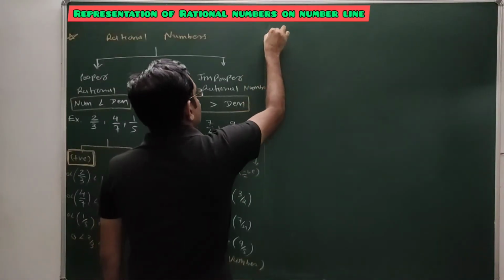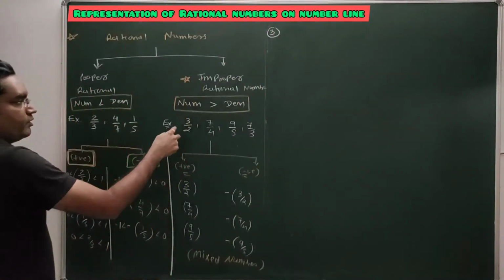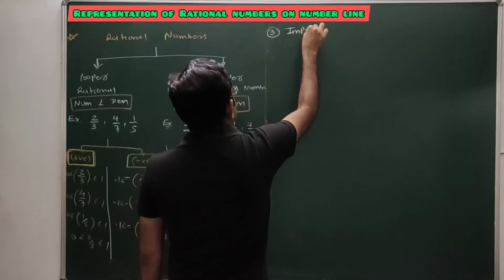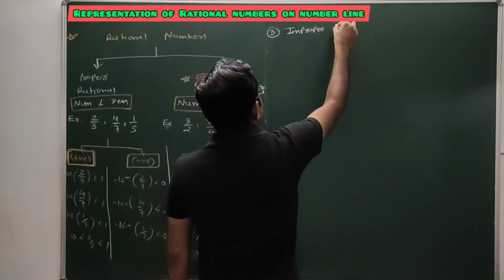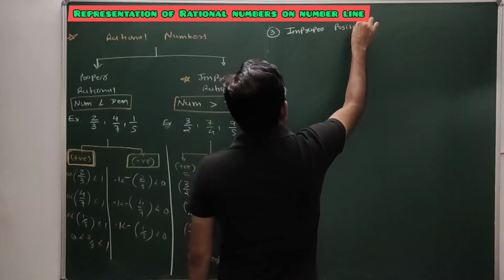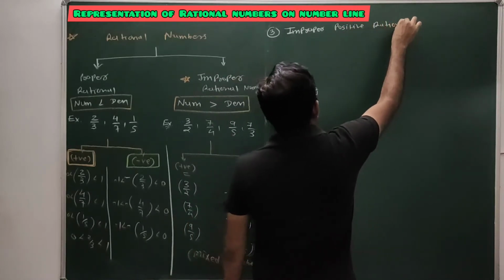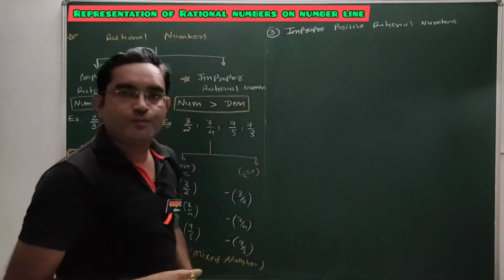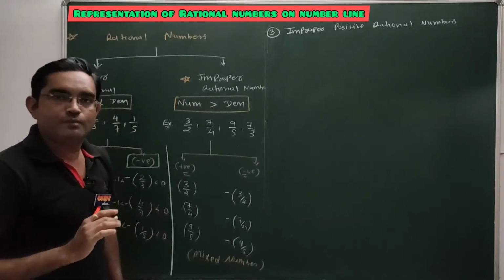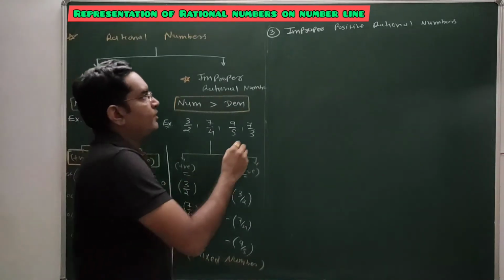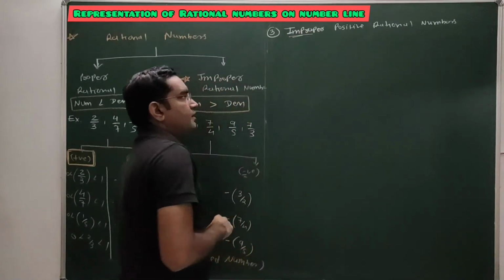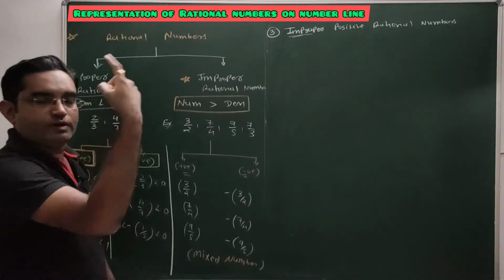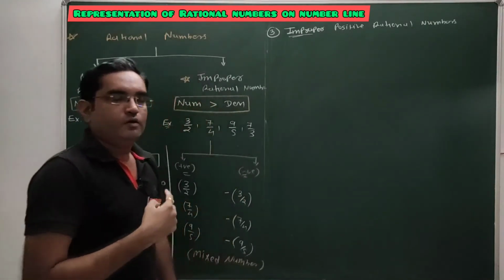Third type of rational number. Third type of rational number is improper positive rational number. How to represent improper positive rational numbers on the number line? So what is an improper rational number? Improper rational numbers are the rational numbers in which the numerator is greater than the denominator. Numerator ऊपर वाला पार्ट नीचे वाले पार्ट से बड़ा होगा और वो पॉजिटिव होगा.